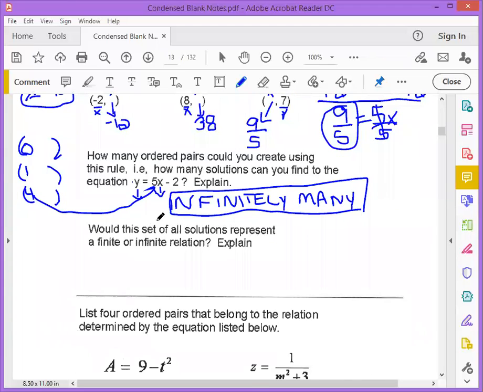Would this set of all solutions represent a finite or an infinite relation? An infinite relation. Remember, there are infinitely many.